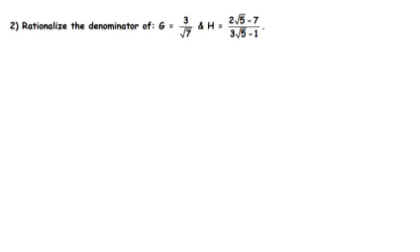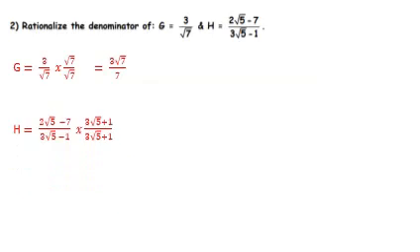So let us go to the last part where I need to rationalize the denominator of g and h. G is 3/radical 7, so I just multiply both terms by radical 7, so I get 3 radical 7/7, and we are done. In h, I need to multiply by the conjugate of the denominator. The denominator is 3 radical 5 minus 1, so I need to multiply both terms by 3 radical 5 plus 1.